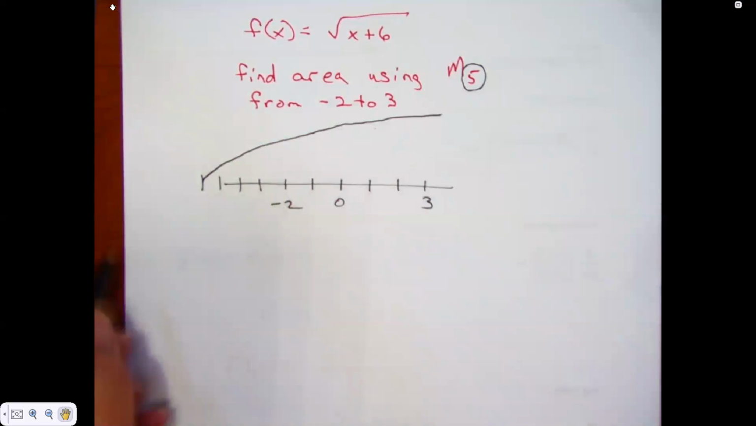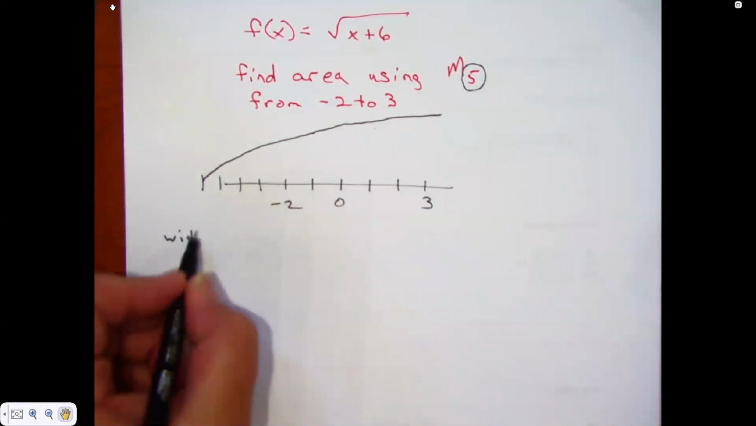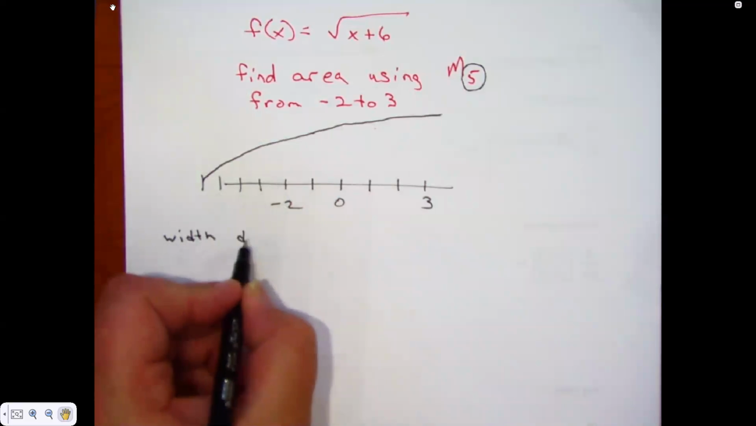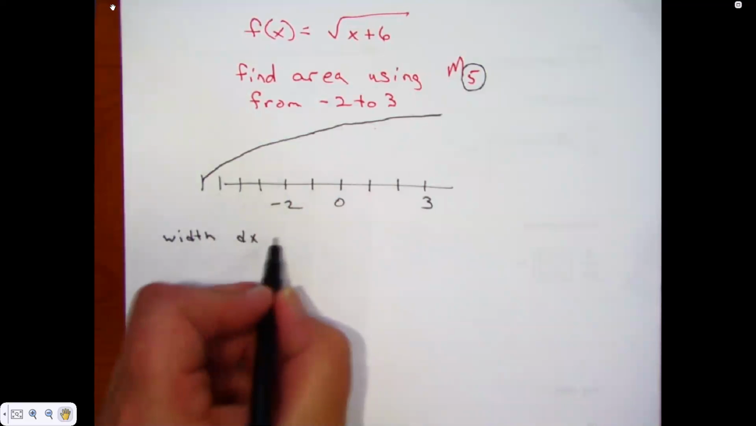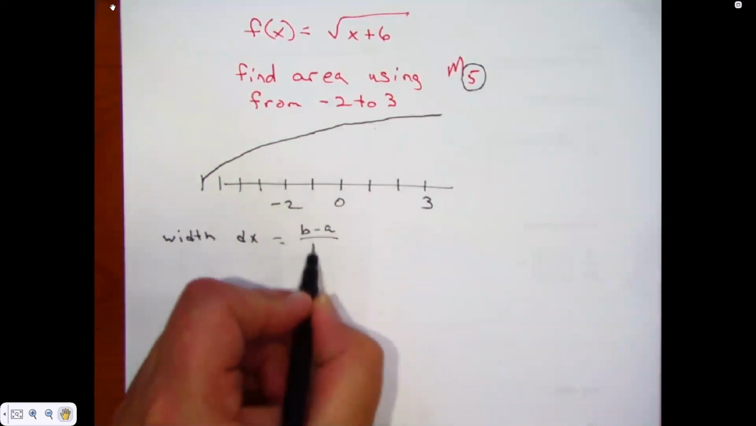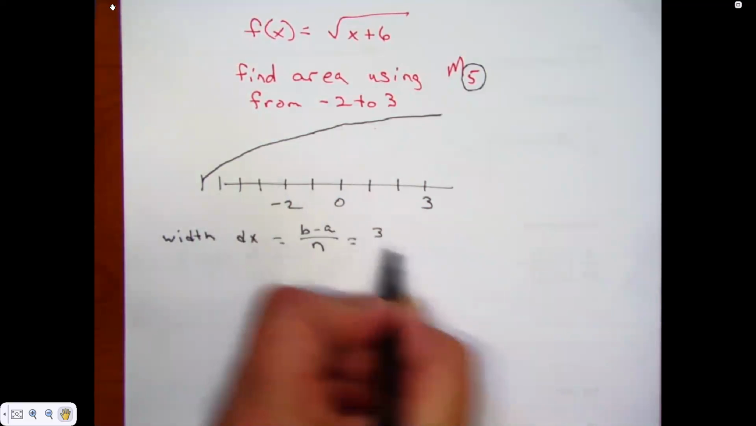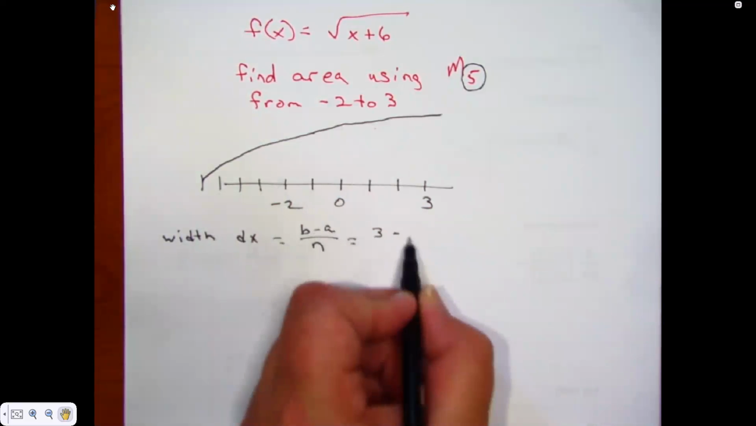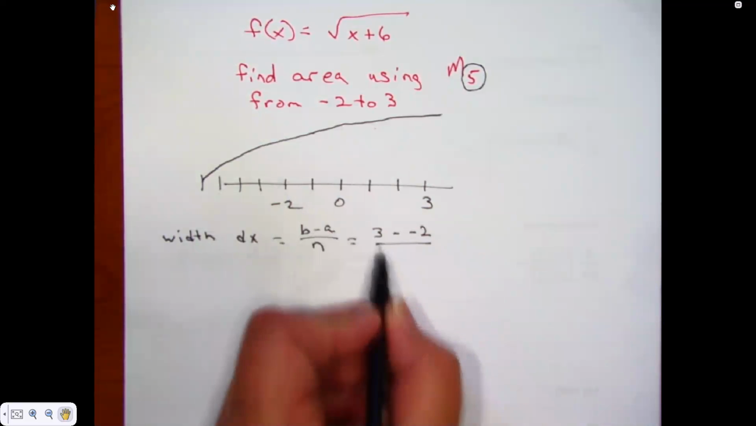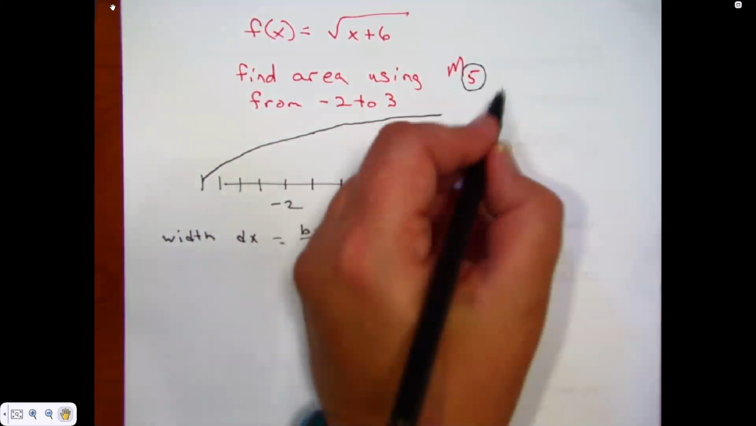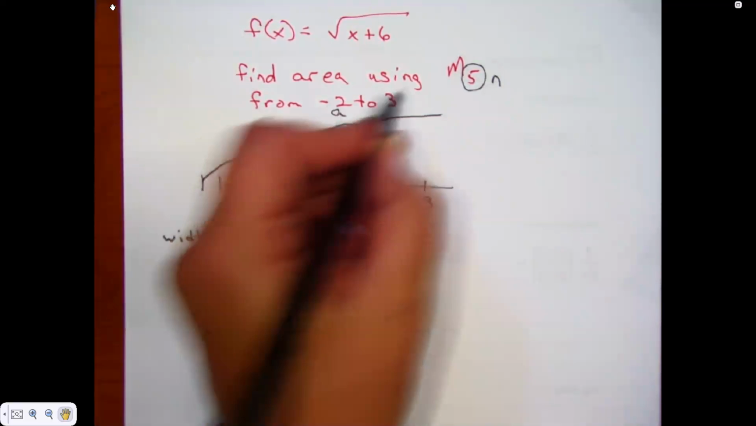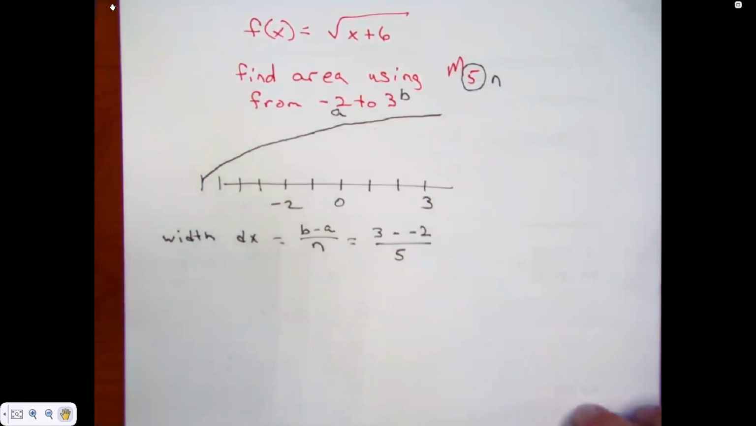Remember, if we want to know for sure the width, which is dx or delta x, it's b minus a divided by n. We'll just watch our negatives on this one. B is 3, the end, minus a, which is -2, and then n is your number of rectangles. This is your n, this is your a. And so sure enough, we do get a value of 1.